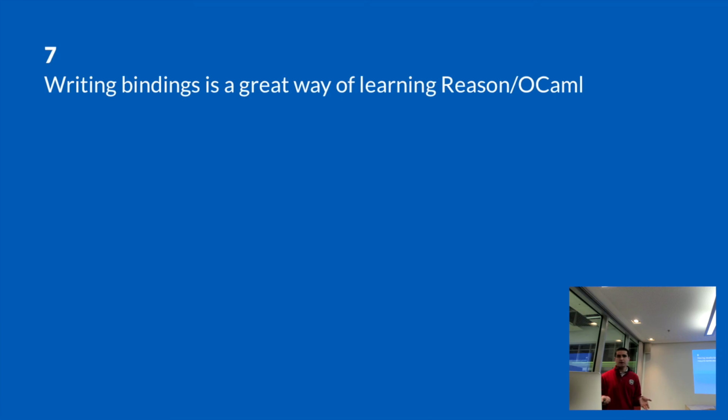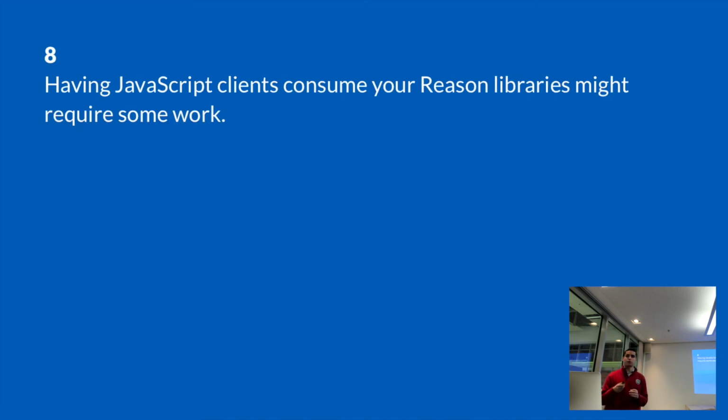And finally, having JavaScript clients consume your Reason libraries might require some work, and there are a few weird things there. But then again, I don't think this is the primary goal of the interop system. The interop system was designed first to make Reason able to interop with existing JavaScript libraries, and then second to be able to do the reverse thing. But it's still possible, as I showed you in those examples.